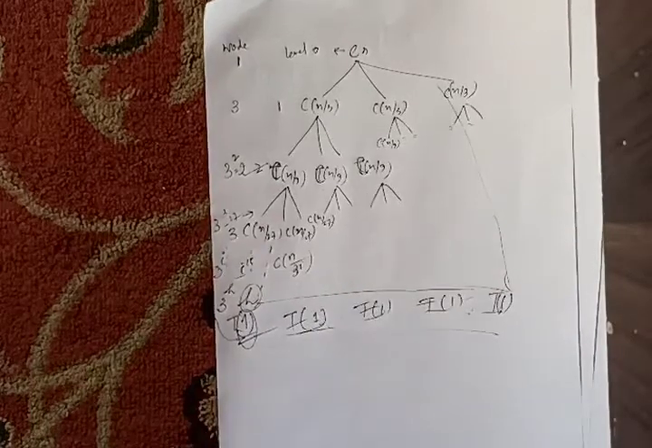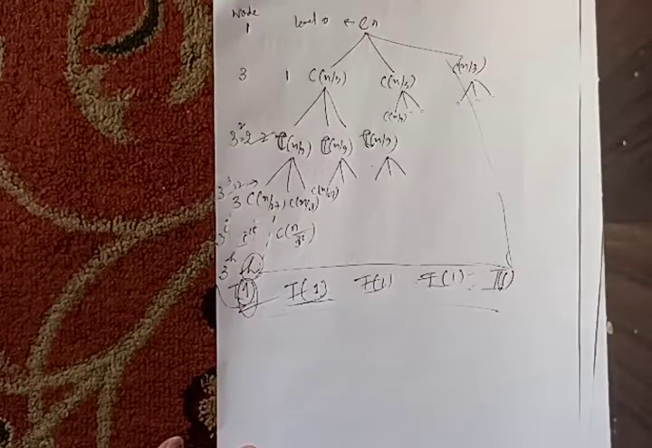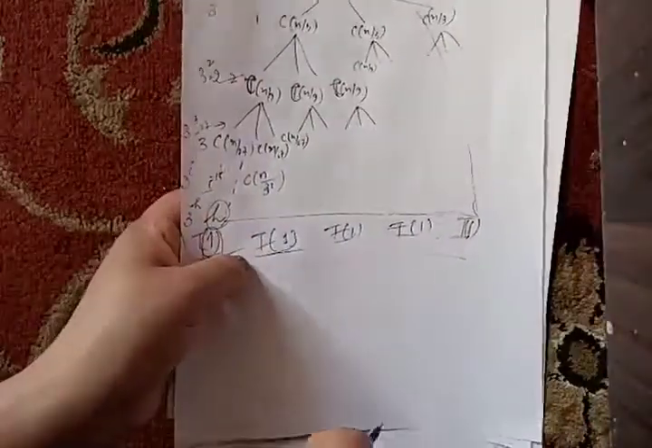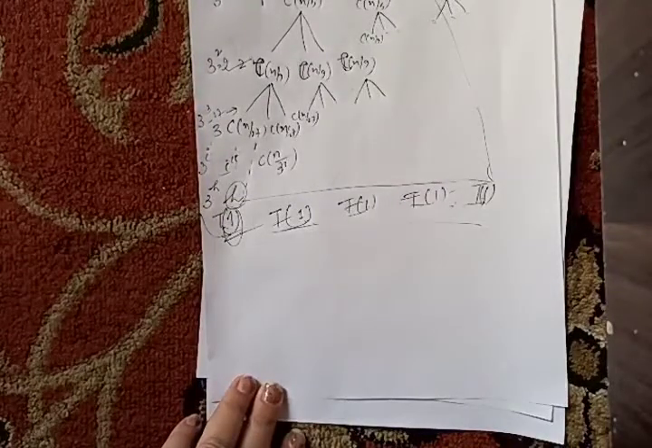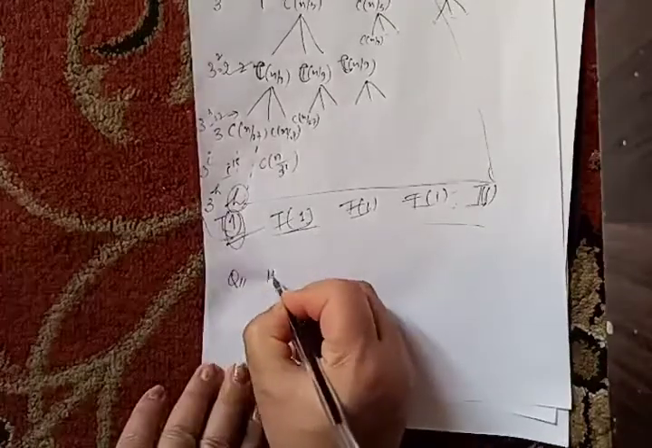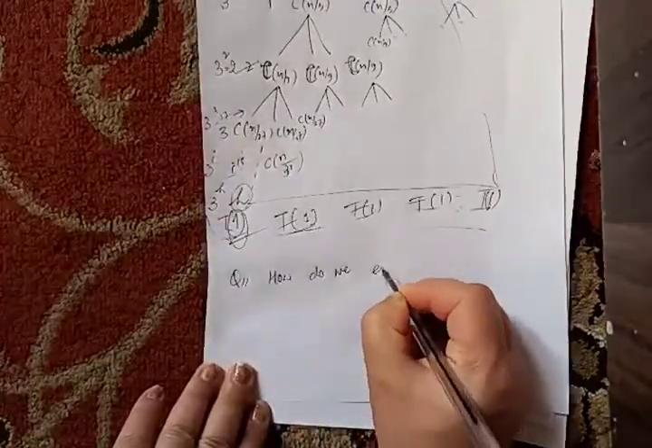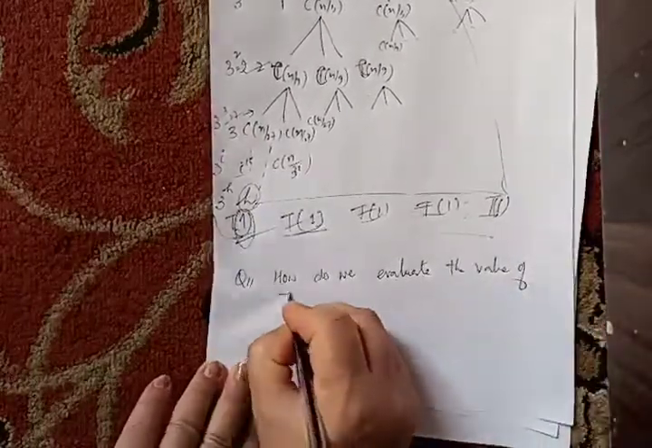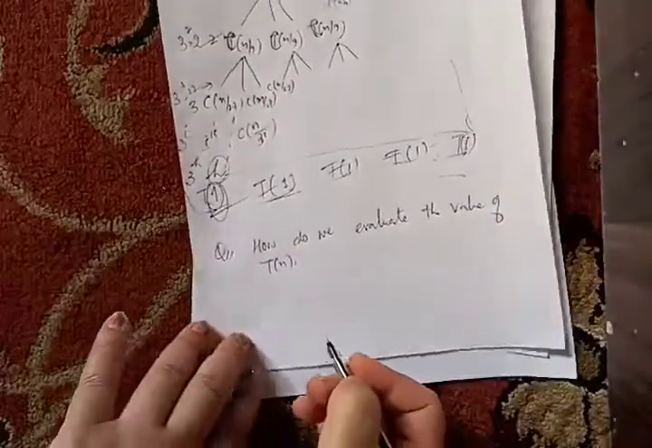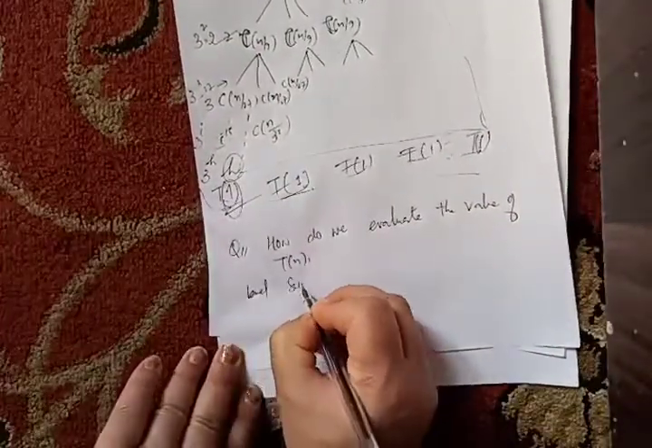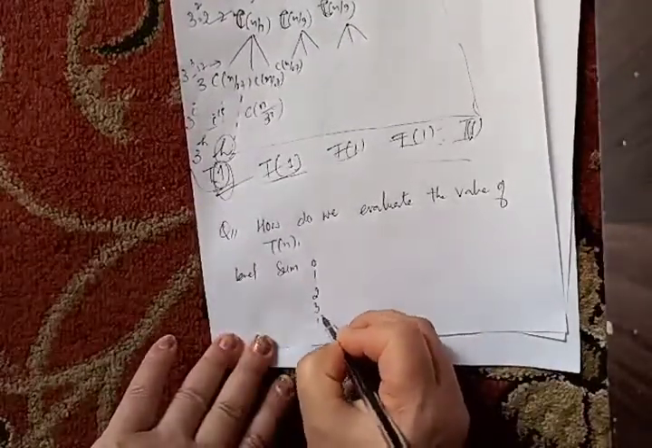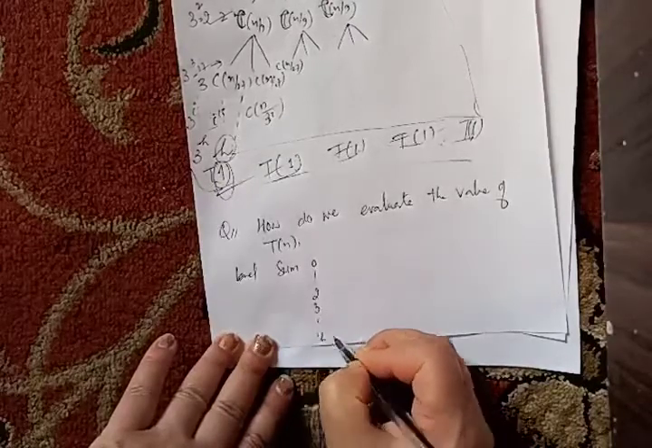Now the question is, how do we evaluate the value of T of n? How can we evaluate it? As we saw, we do so by summing the costs at each node at all levels in the recursion tree. So at each level we calculate the sum. Say at level 0, 1, 2, 3, i, and similarly at the hth level.